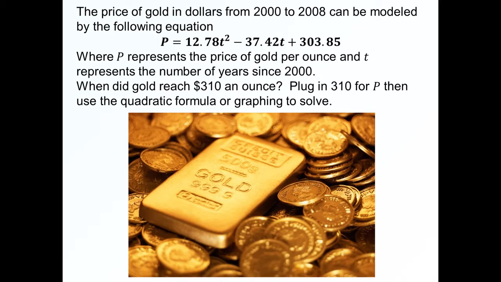So we're going to plug in 310 for P, then use the quadratic formula. Then we're going to solve it via our calculator. You're going to look for those two intersecting points, okay? You're going to have one positive and one negative. Now, we'll talk about that a little bit more in just a second. So we've got our two equations.